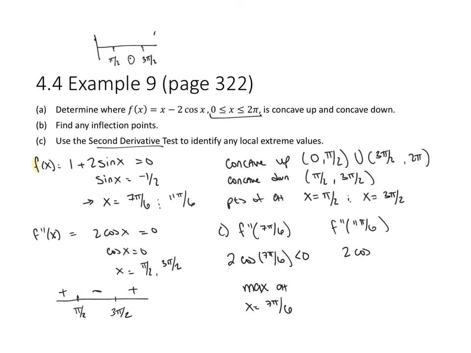And 2 times the cosine of 11 pi over 6 is positive root 3 over 2. So 2 times positive root 3 over 2 is going to be positive. So we have a min at x equals 11 pi over 6. As I said before, I prefer to do my sign chart to find my mins and maxes, but this second derivative test is definitely an alternative to that.